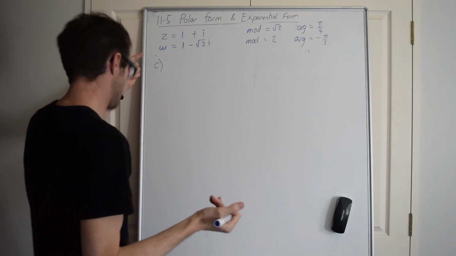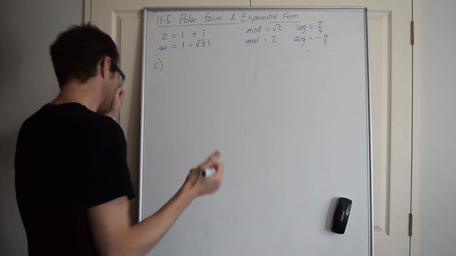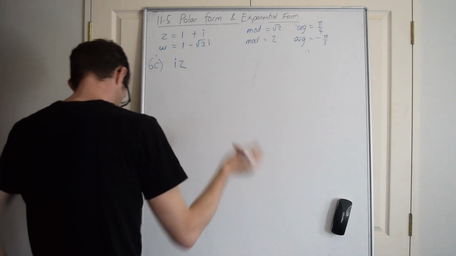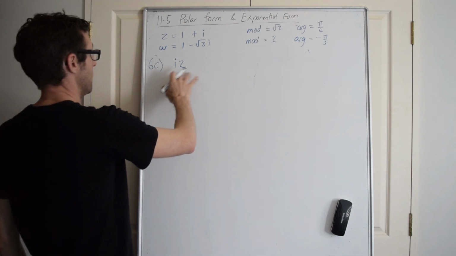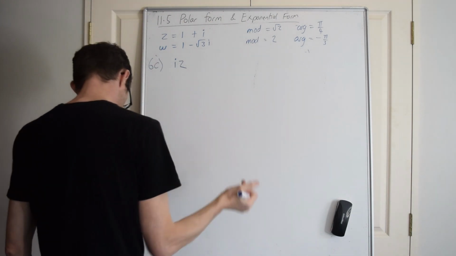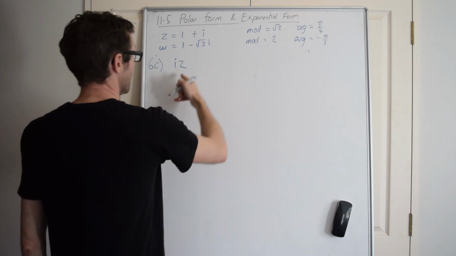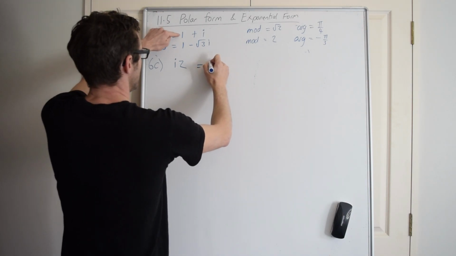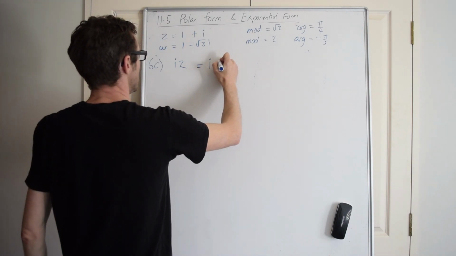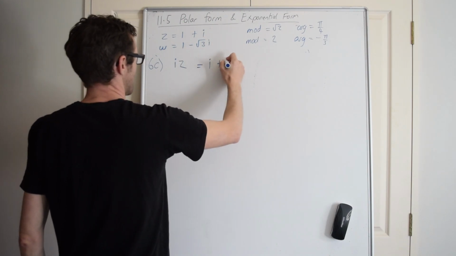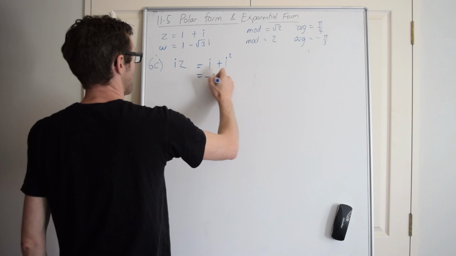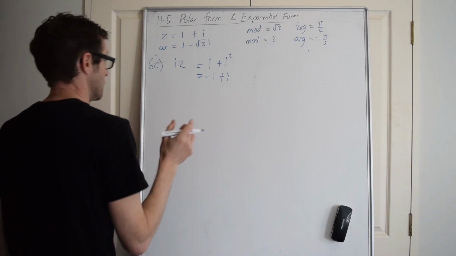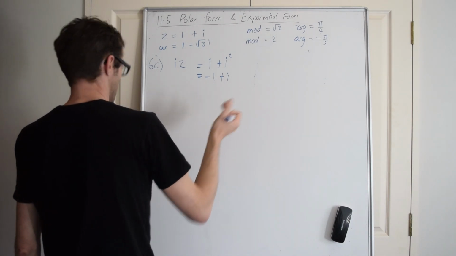Okay, team, so we're working on number 6C, and this time we've been told, okay, this one here, we want to find iz. Okay, so what do we know? Well, z is here, so if I multiply this by i, I'm going to get i times 1 plus i, which is i plus i squared, which we could say is minus 1 plus i. Okay, so just the conjugate there. Yes, no it's not, sorry, my apologies.